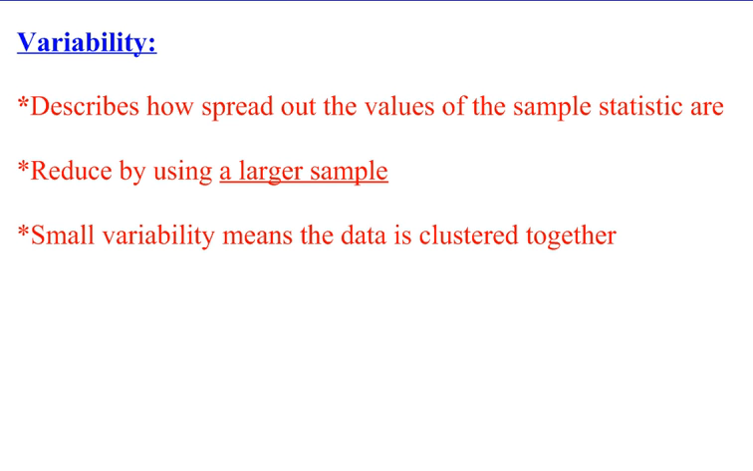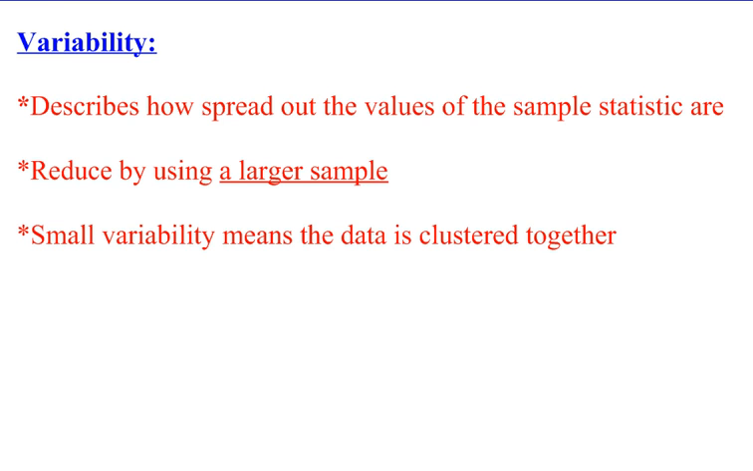Variability describes how spread out the values are. So it doesn't necessarily mean bias, it's how spread out they are. We can reduce variability by using a larger sample size, which we talked about yesterday a little bit. And a small variability means the data is clustered together. So if the data looks balanced in the way that it's spread out, that would be the bias. But the clusteredness and how close and spread out they are, that's the variability.